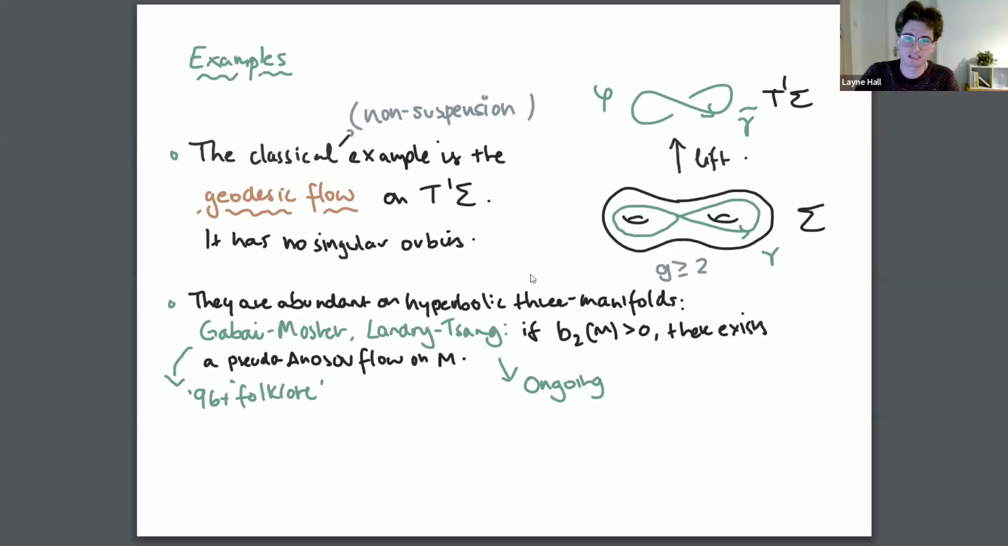So we have existence results that say that these pseudo-Anosov flows are very prevalent. In this case, on hyperbolic three-manifolds, Gabai, Mosher, and Landry and Tsang, a sort of folklore old result being modernized into a new result currently, tells us that if our manifold has positive second Betti number, so there's just some non-trivial homological surface, then there is a pseudo-Anosov flow on M. So big manifolds have pseudo-Anosov flows, and they can have multiple.